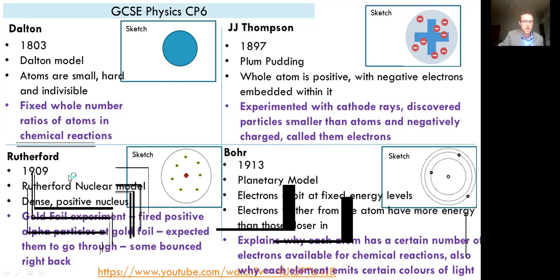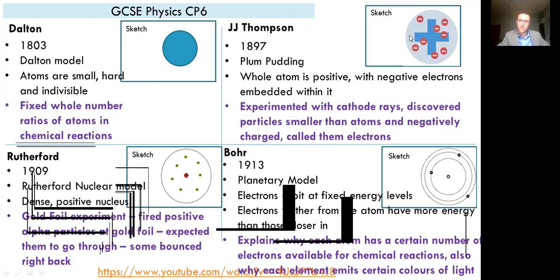Then Rutherford came along with his model in 1909, which he called the Rutherford nuclear model, where there's a dense positive nucleus surrounded by the electrons. And he came up with that in his gold foil experiment, where he fired positive alpha particles at a thin gold foil.